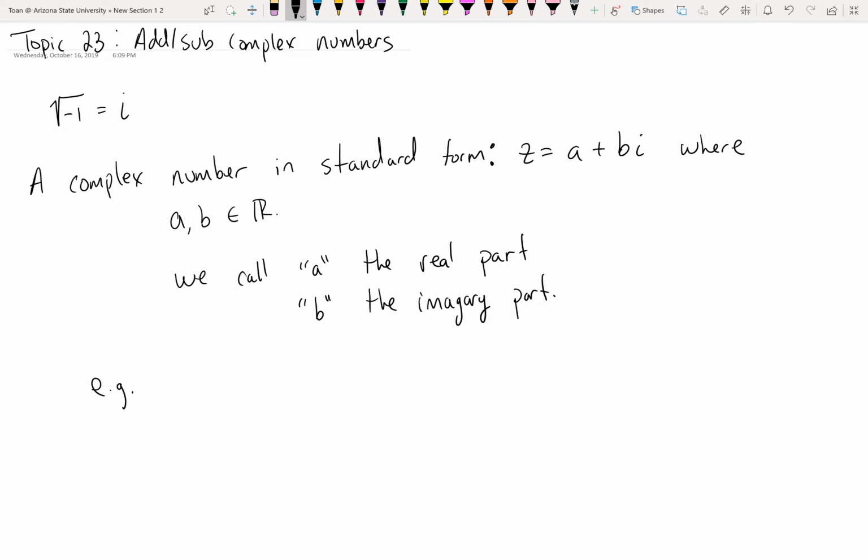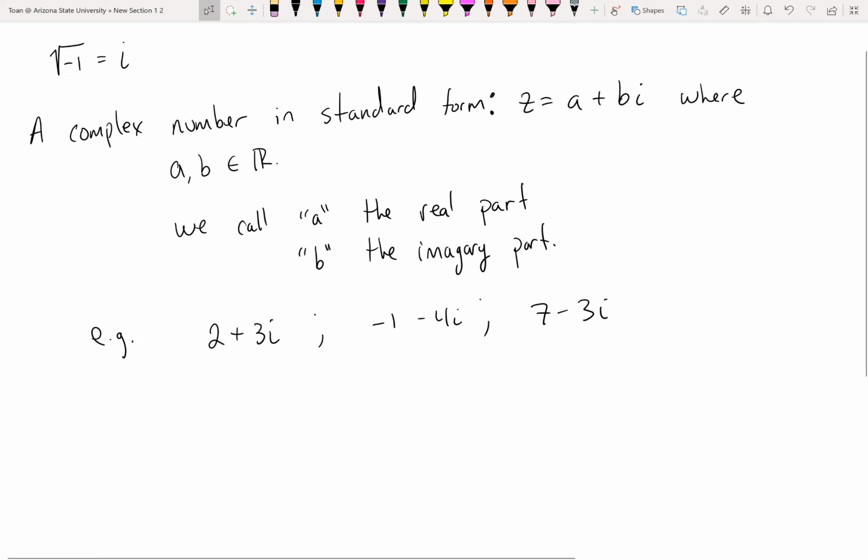Some examples include 2 plus 3i. That's an example of a complex number. It's two pieces. Negative 1 minus 4i, that's a complex number. 7 minus 3i, that's a complex number. Strictly speaking from the definition, even regular numbers, 2, that's a complex number, because 2 is the same thing as 2 plus 0i. Likewise, 4i is a complex number, because technically 4i is the same thing as 0 plus 4i. So complex numbers are a huge group of numbers that contains real numbers, imaginary numbers, or both combined together.